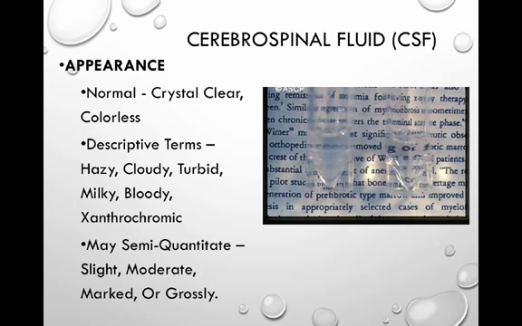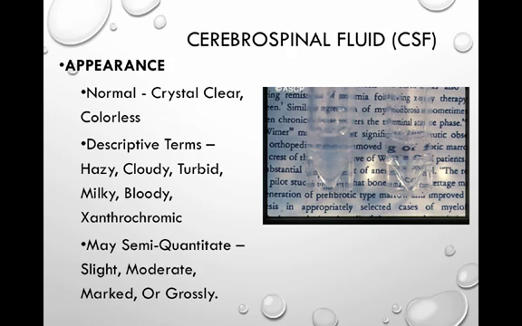So this is an example of looking for cloudiness in a sample. In the initial analysis, color and appearance are important. CSF is normally crystal clear and colorless. On the right-hand side, we have a normal CSF, whereas on the left-hand side, we see there is some turbidity. When its appearance is not clear, we need appropriate descriptive terms to describe what it looks like.